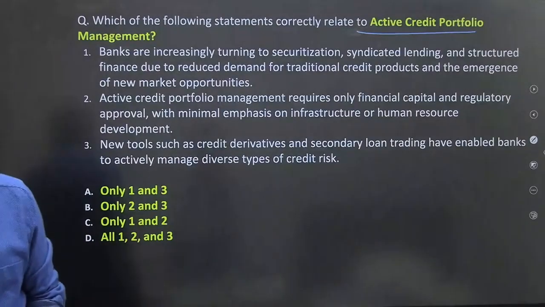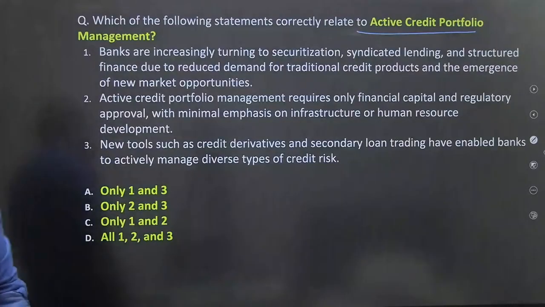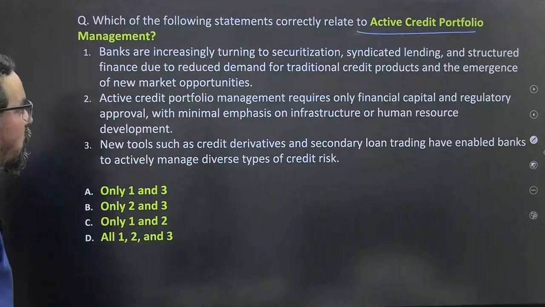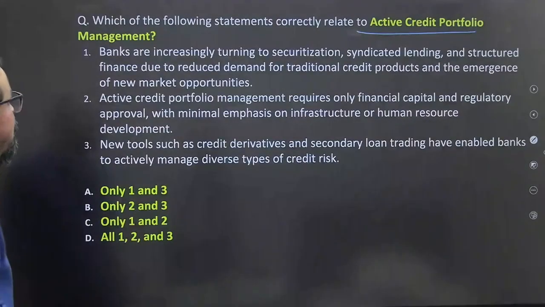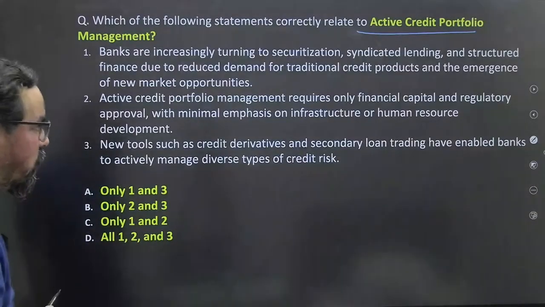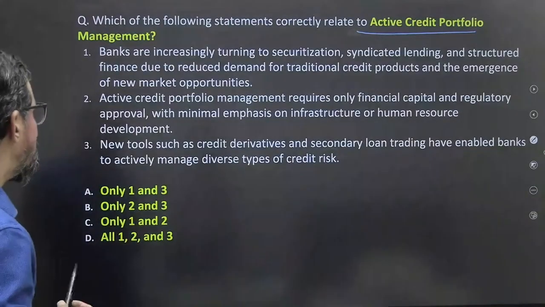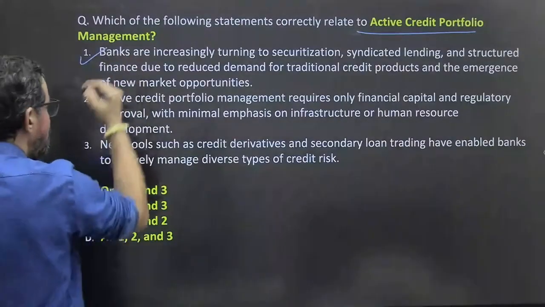Let's go to the next question. What will be your right answer for this one? Easy question again. So bank are increasingly turning to securitization, syndication, syndicated lending, and structured finance due to reduced demand for traditional credit product and the emergence of new market opportunities. There is no issue with this particular one.